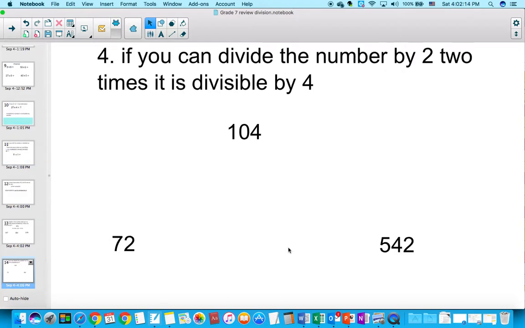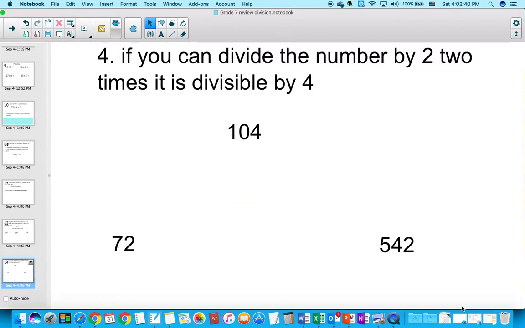If you can divide a number by 2 two times, it's divisible by 4. So what that means is, let's say I divide 104 by 2. That's 52. Awesome. Can I divide it by 2 again? You don't even have to know what the answer is. Just look at this number. Is it divisible by 2? Yeah. So you can divide it by 2 again. So then I know that it is divisible by 4 because I divided by 2 twice.